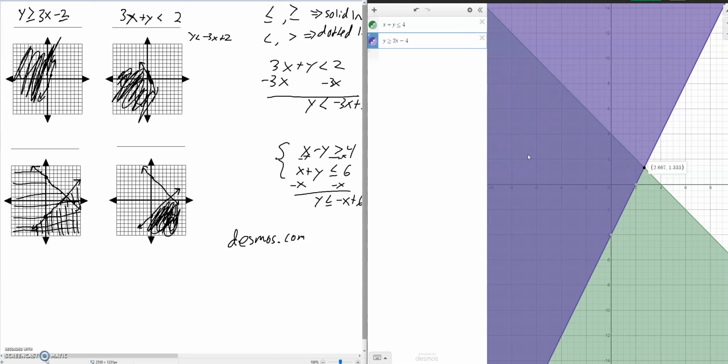So our basic idea is to graph each inequality and find where they intersect. That intersection is going to be their solution for the system.